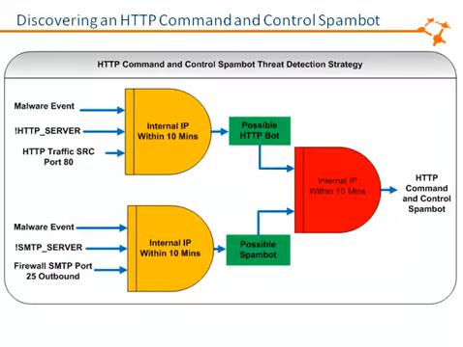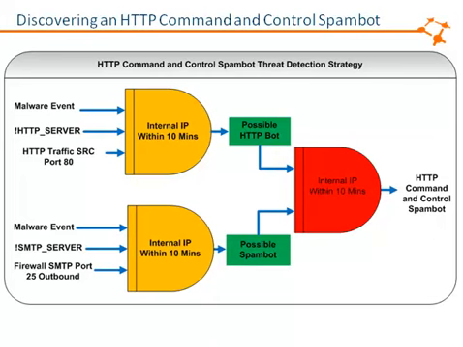I don't know if everybody's familiar with logic gates, but this is kind of what the correlation looks like visually. You have a malware event from a non-HTTP server, and you also have HTTP traffic on source port 80, basically meaning that that client is acting as an HTTP server, but it's not defined as an HTTP server in our policy. All three of those things occur on an internal IP within 10 minutes. We have a possible HTTP bot.